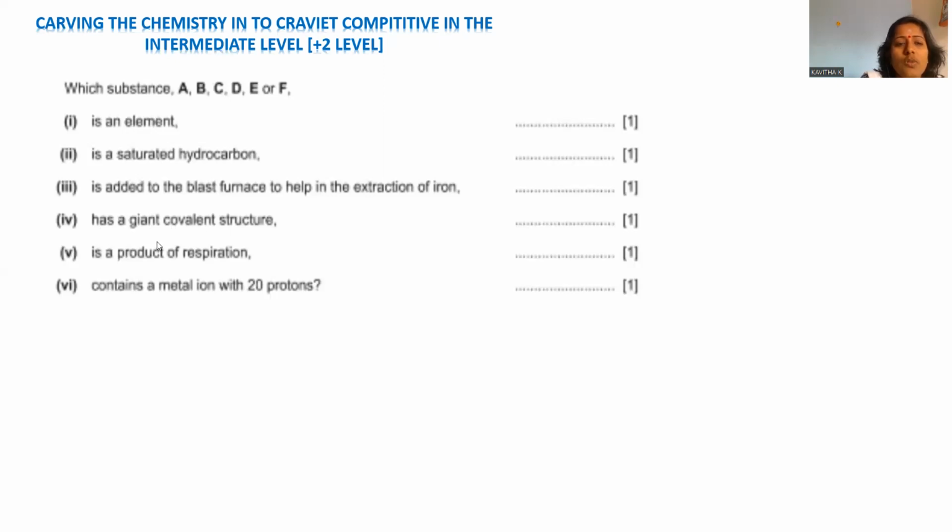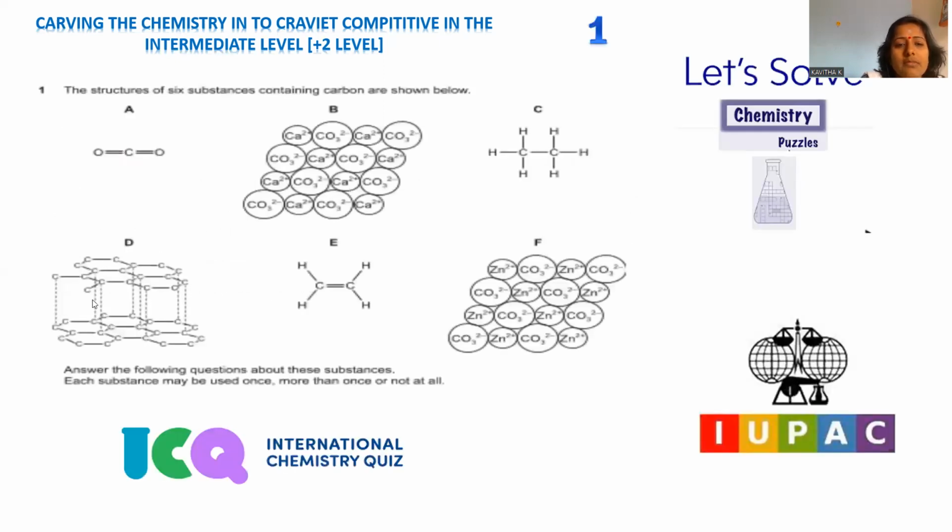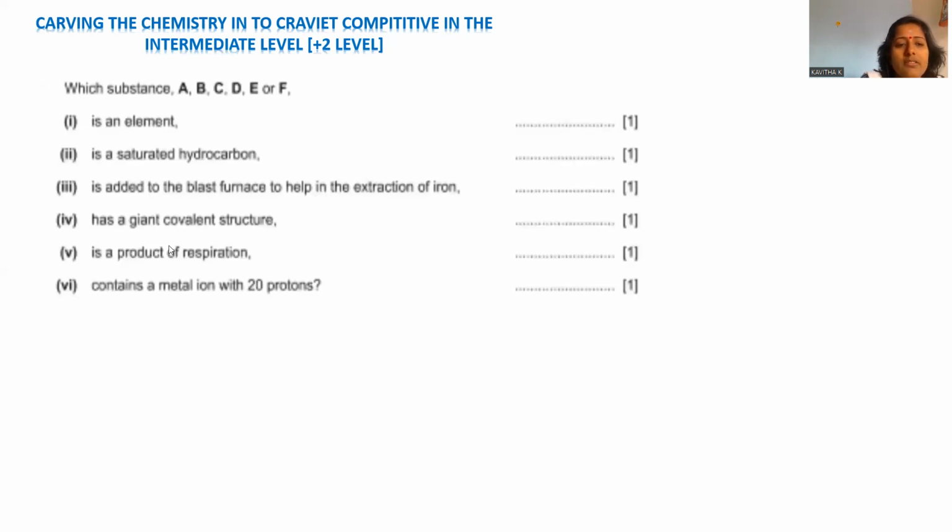Dash has a giant covalent structure. Covalent is nothing but sharing of electrons, and giant covalent means the structure extends further. If you observe graphite, it is a layered hexagonal geometry. All the corners of the hexagon are occupied with carbon atoms, and we can extend these hexagons further, so it is a giant covalent molecule. Option D is the right answer for question number 4.